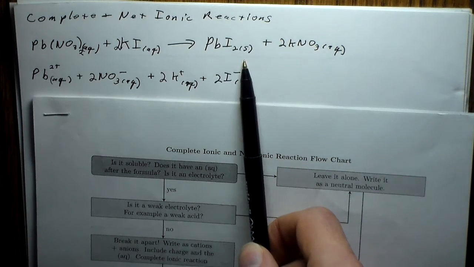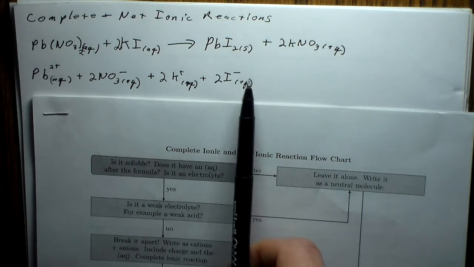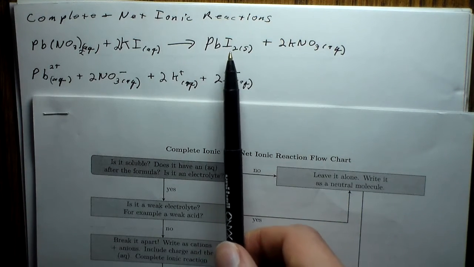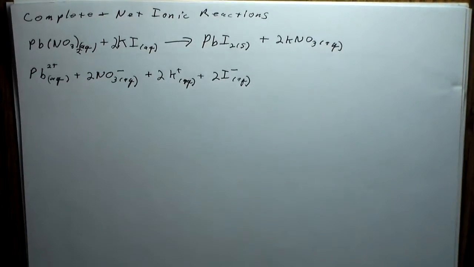Now for the lead iodide. Is this soluble? No, it's a solid. Does it have the little aqueous? No. Is it an electrolyte? Well, it could be if it was actually breaking apart, but this is a solid compound, so really that's a no. At this point, we just leave it alone. You just write it exactly the same as what you found it.